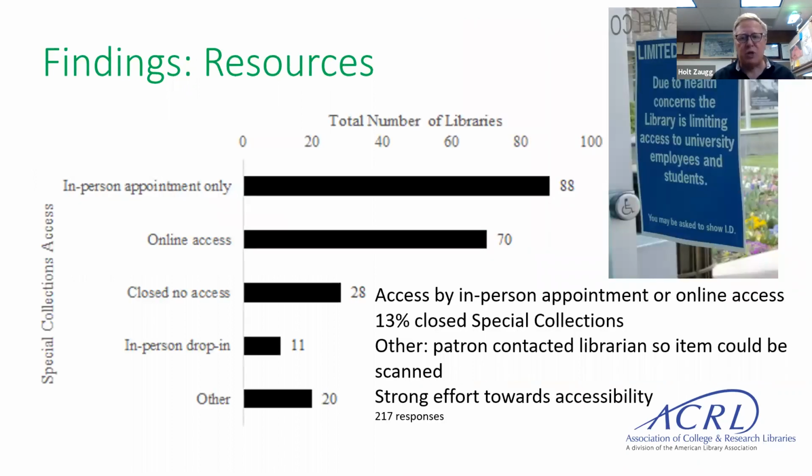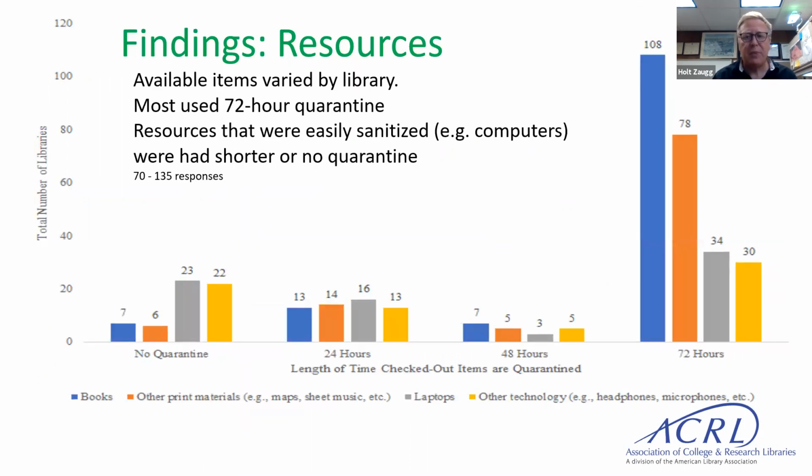We also asked if special collections materials were accessible, and you can see that the 2 common ones continued, that in-person, which reverted to by appointment only. There were very few that allowed just in-person drop-ins, and online access to special collections materials. And you could see that there were 28 institutions that closed their special collections, so there was no access at all during the pandemic.